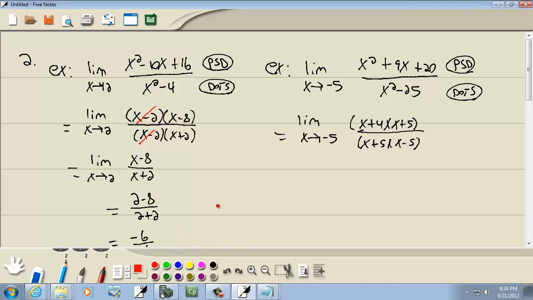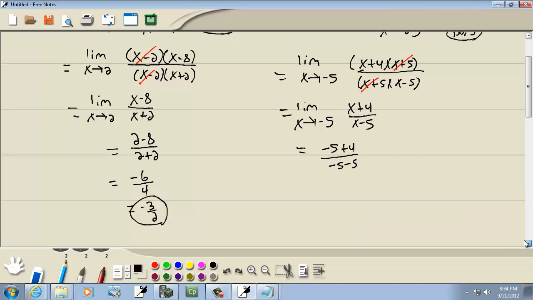Now again, after you've factored it, then you cancel what's alike. This x plus 5 cancels that x plus 5. And we got the limit as x goes to negative 5 of x plus 4 over x minus 5. And now we can do our direct substitution. So we'll plug in negative 5. So we got negative 5 plus 4 over negative 5 minus 5. Negative 5 plus 4 is negative 1. Negative 5 and negative 5 is negative 10. And the negatives cancel, and we end up with 1/10.